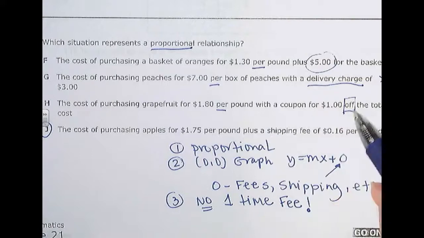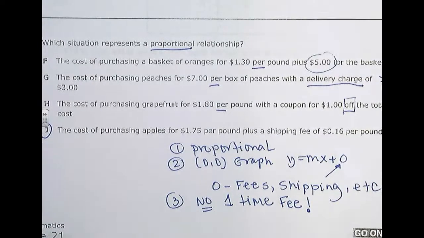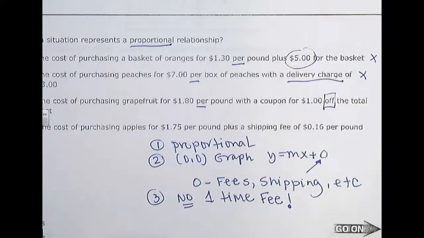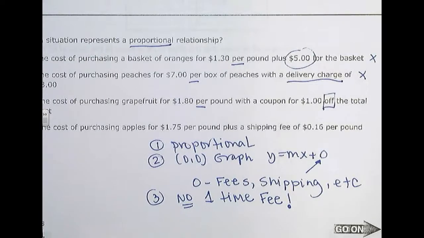Now, if you did $1 per pound, I'm game with that because that's really 80 cents a pound. I can do that math problem. But you just can't take $1 off the end because that would be -1. No, that's a one-time fee. You only get $1 off.